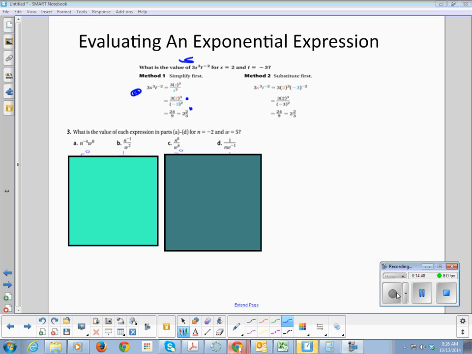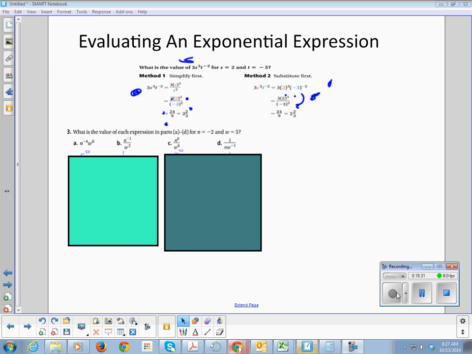2 to the 3 is 8. 8 times 3 is 24. Negative 3 to the 2 power, negative 3 times negative 3 is 9, and then you make that into a mixed fraction, which is 2 and 2 thirds. Second method, I'm not a big fan of this method because you have more numbers running around and it can get kind of confusing, but you can definitely use it. You can substitute first, where you put in the 2 and the negative 3, and then you move the negative exponents to the denominator. Either way, you get the same answer.